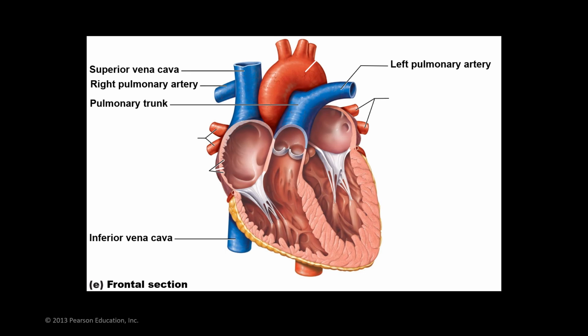Then we have the pulmonary veins. Those bring oxygenated blood to the heart, back to the left atrium. And then you have your largest vessel right there, that's the aorta, which transports blood from the left ventricle out of the heart and to the rest of the body.